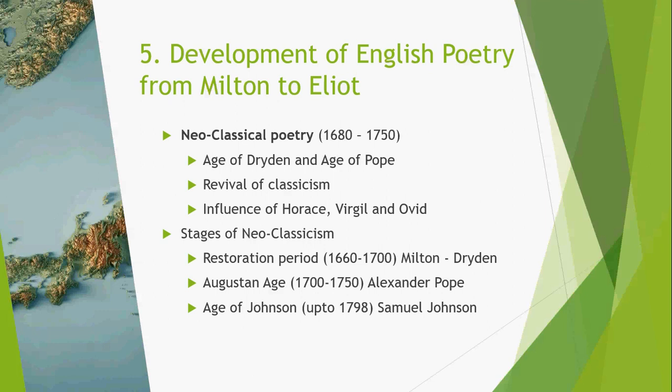The period of neoclassicism may be divided into three. The first period is the Restoration period, where you have Milton, where you also have Dryden. This was the period when Charles II was restored to the throne of England. When we were doing drama, we talked about the Restoration period, we talked about the contribution of Congreve and Wycherley. Then the second stage is the stage of the Augustan age, which was predominated by Alexander Pope. Then the last stage where neoclassical poetry was already waning is the age of Johnson.